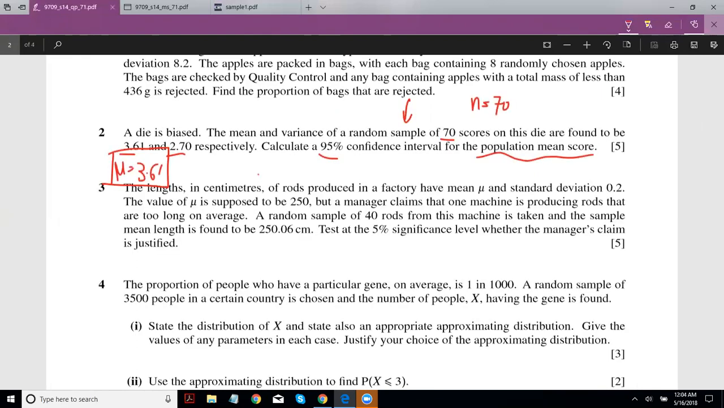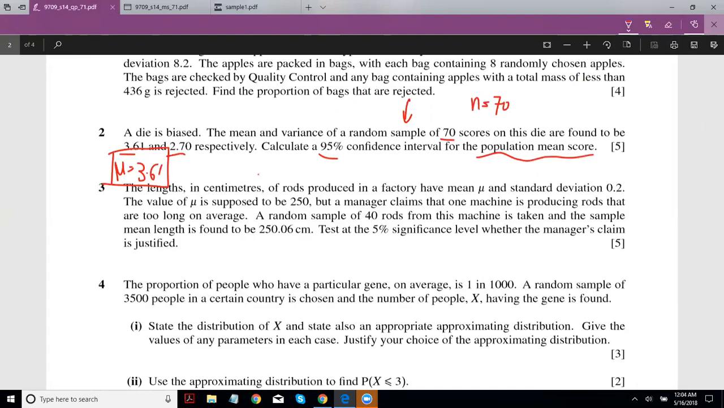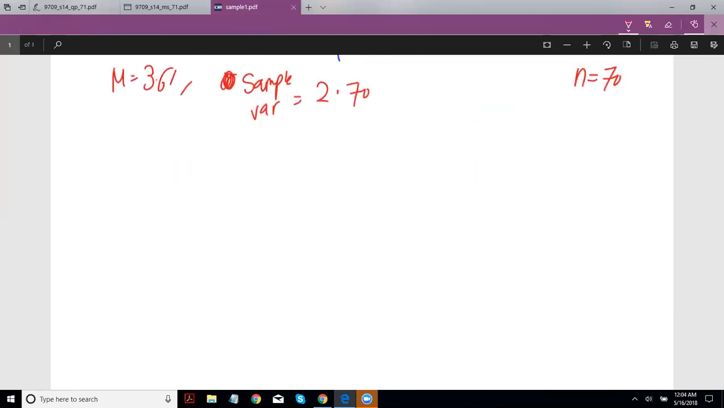Anyhow, I believe your n was 70. Your population mean is the same as your sample mean, so that's 3.61. You don't have to worry about that. For your sample variance, it is given to be 2.7, and the reason I know it's sample variance is because it's written the mean and variance of a random sample, right? So 2.7. You first need to calculate your population variance, because remember, you can only use population variance in the formula. So that's n upon n minus 1 into sample variance.